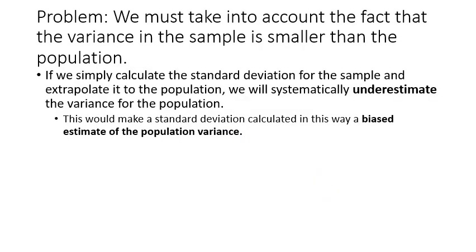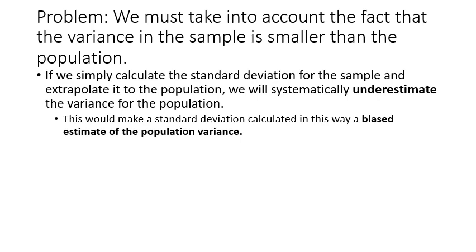A problem is that we have to take into account the fact that the variance in the sample is smaller than the variance in the population. If we simply calculate the standard deviation for the sample and extrapolate it to the population, we will systematically underestimate the variance for the population.